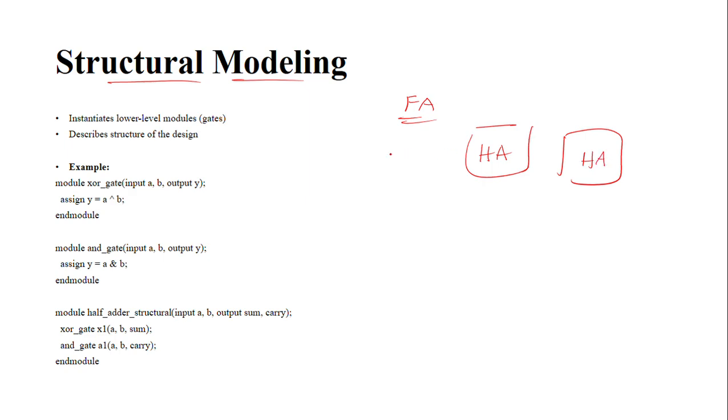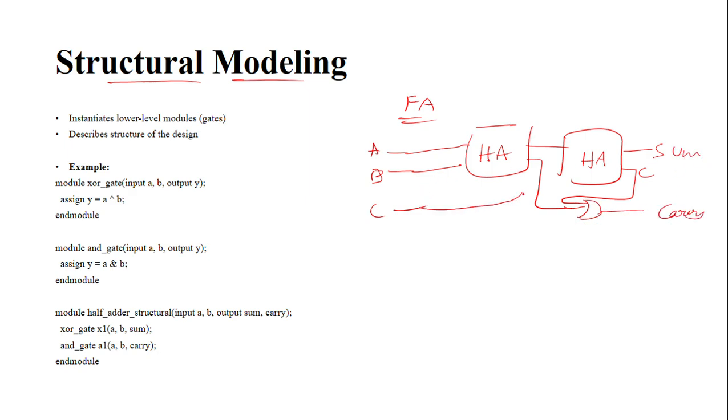A, B, C are the inputs for the full adder. So we simply give the inputs, and here we get the sum and the carry. Again this carry goes to the OR operation here. So it is the final carry of the full adder. This is the sum of the full adder. So from half adders we get the full adder.